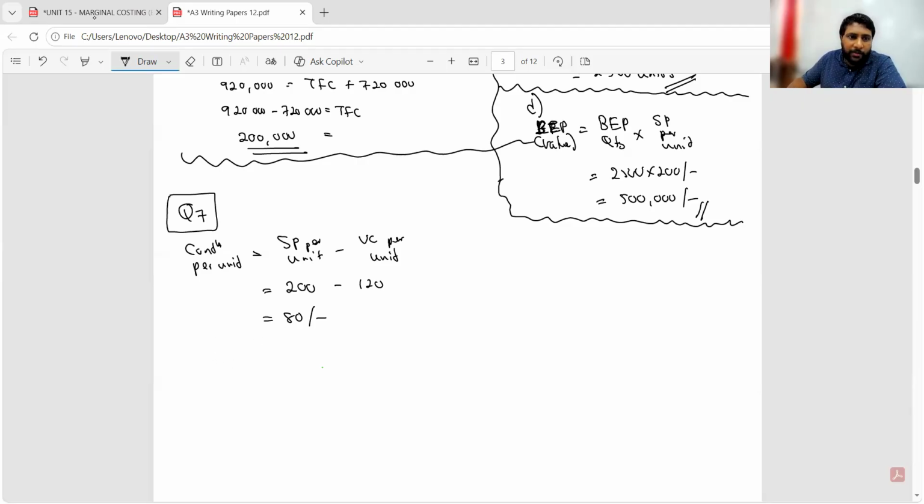So find the break-even quantity. Fixed cost 240,000 divided by 80. 24,000 divided by 8 means 3,000 units. Correct?